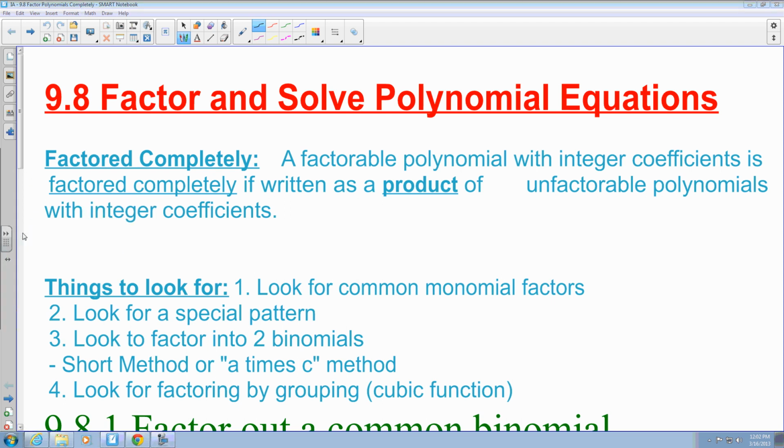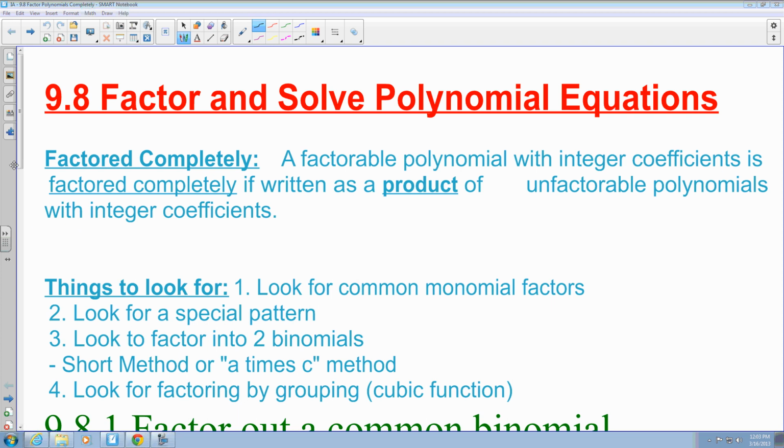Okay, so we're in section 9.8 where we have to factor and solve polynomial equations. We've done this through factoring of a common binomial factor. We've been doing this with reverse FOIL. And today we're going to introduce another way of helping us factor when we have more than just a trinomial.